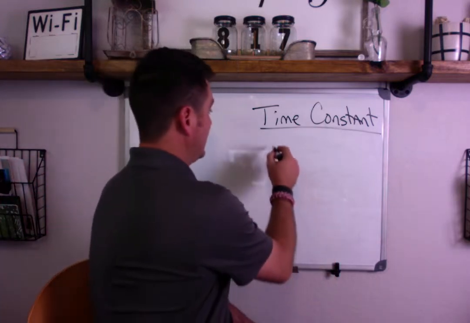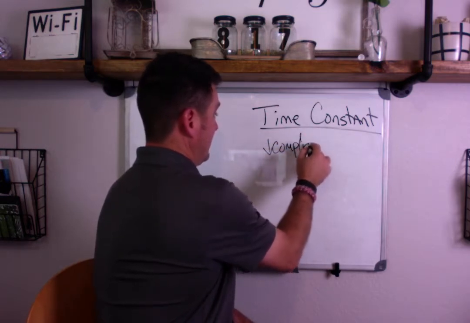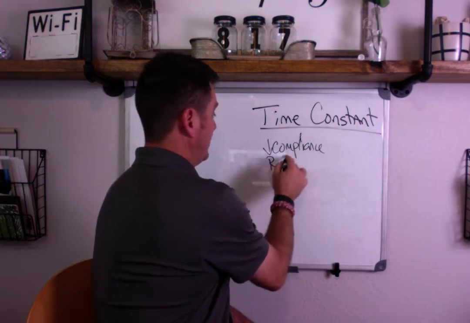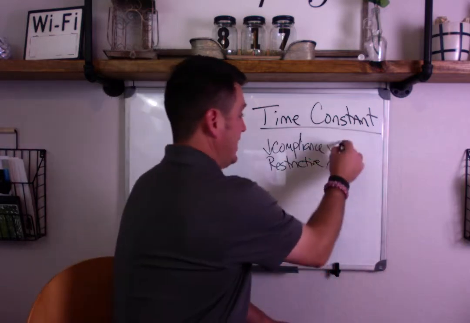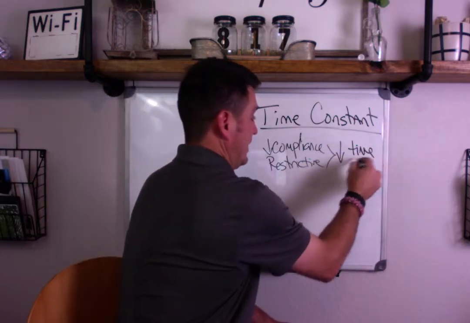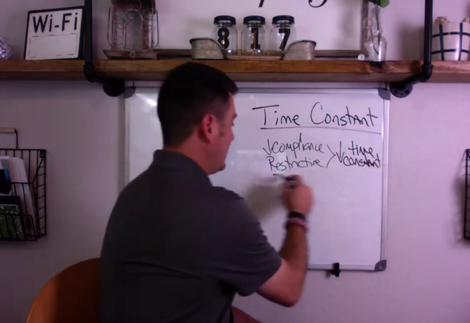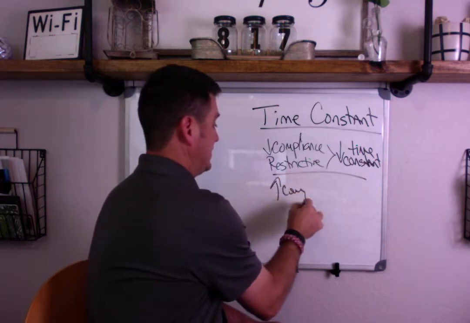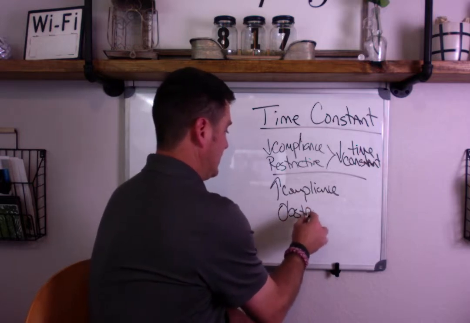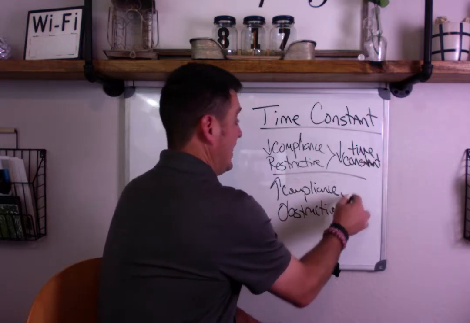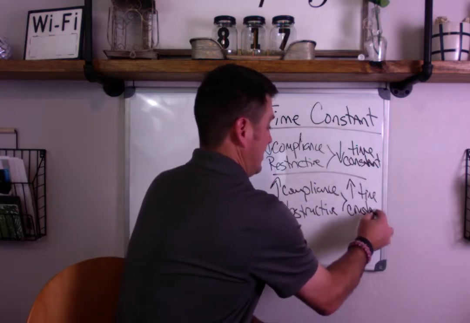Okay, so we're just going to say decreased compliance or restrictive lung diseases have a decreased time constant. Okay, now the opposite of that is if you have an increase in compliance or an obstructive lung disease, they have a higher time constant.